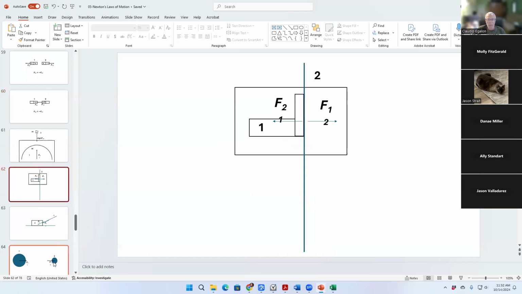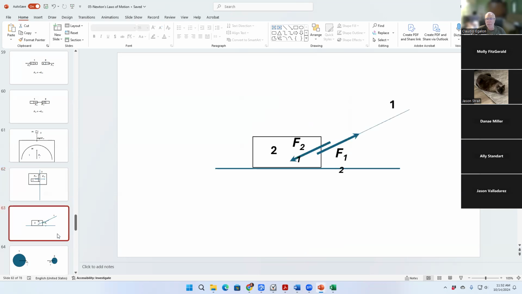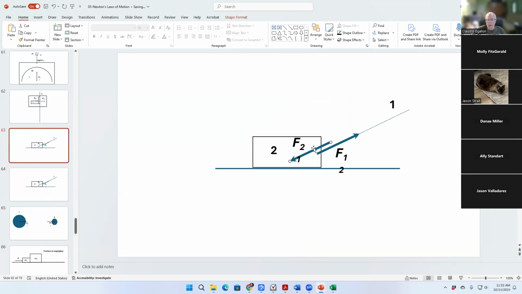But there are more. If I apply a force on the wall with my hand, here's my hand, here's my arm. That's the force. My hand is object number 1. The wall is object number 2. F12 applied on 2 means that the wall is applying a force equal in magnitude and opposite in direction. Another one: a string attached to an object. I'm going to play the movie here for you.